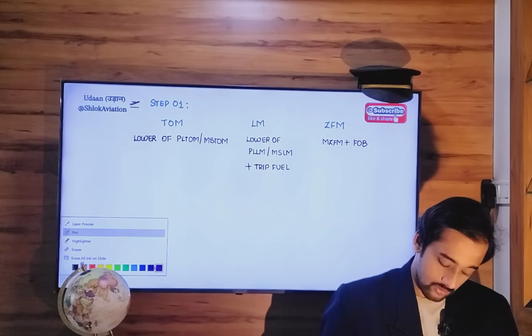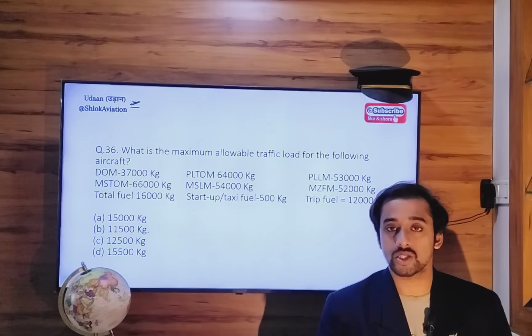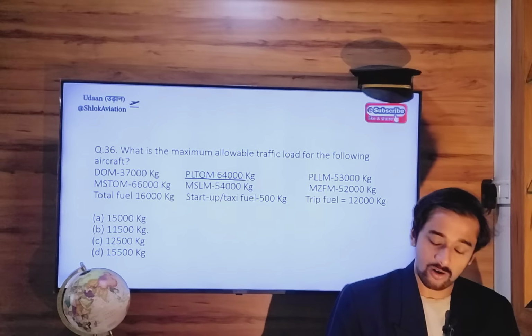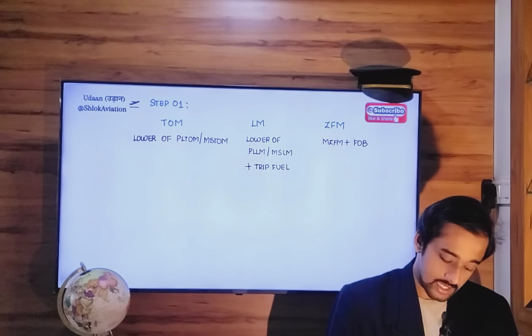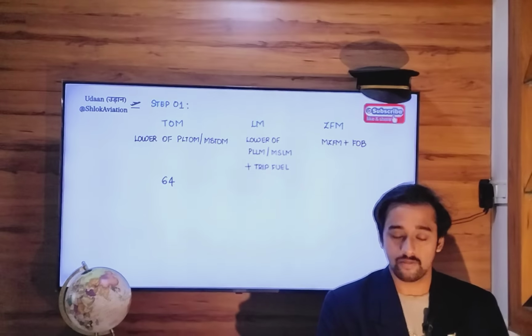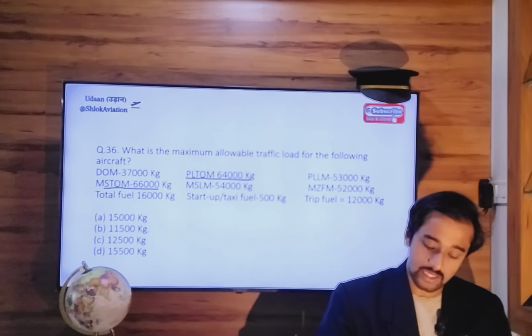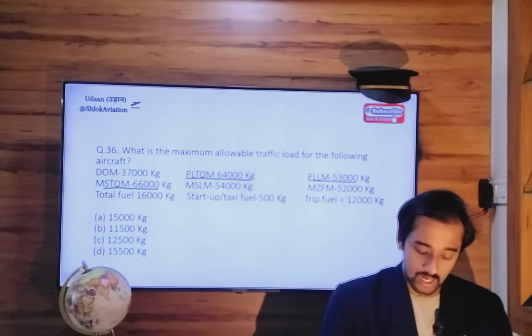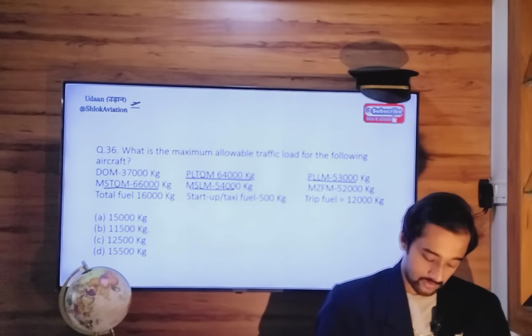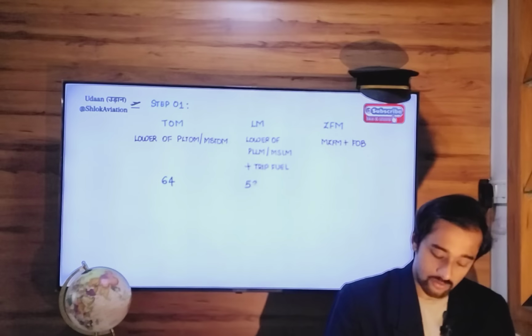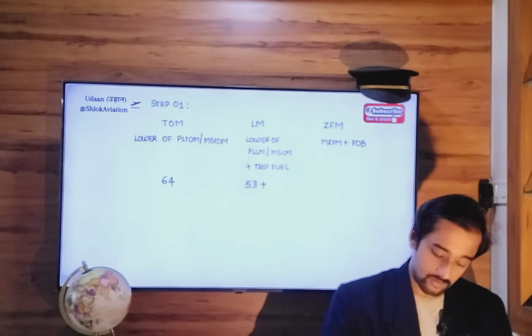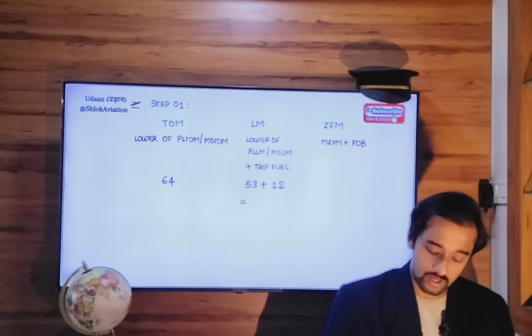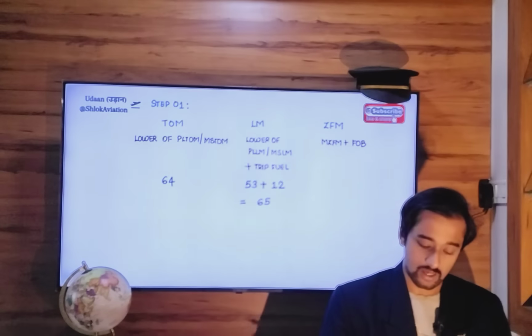Now let's start with column number 1, which is a value to be chosen which is lower of performance limited takeoff mass and structural limited takeoff mass. Performance limited takeoff mass 64,000, structural limited 66,000. So 64,000 is less than 66, so I'm writing 64 here. In case of landing mass column, performance landing mass is 53,000, structural landing mass is 54,000. So 53,000 is less than 54,000, so write down 53 plus trip fuel. Trip fuel is 12,000, so write down 12. 53 plus 12 is 65.